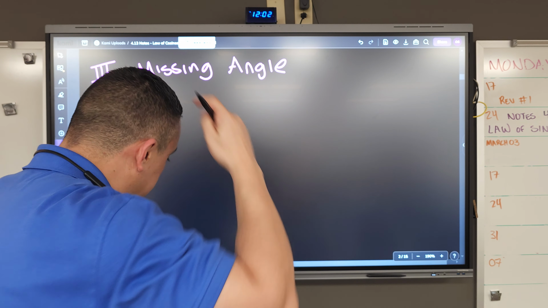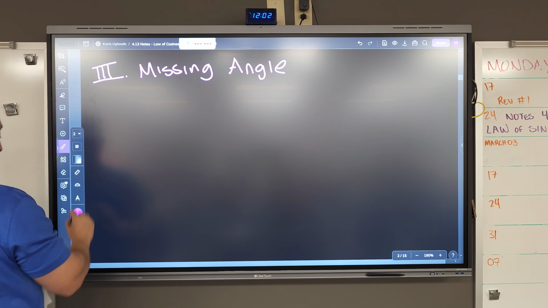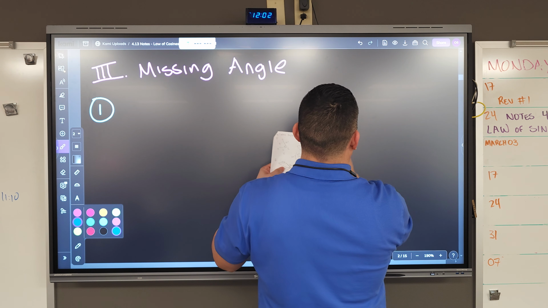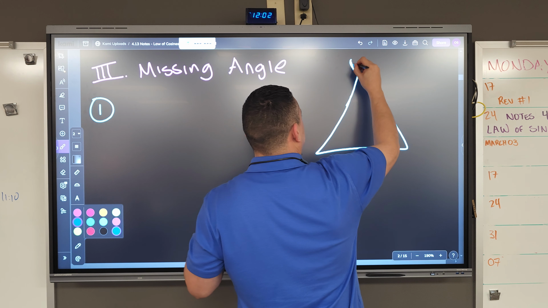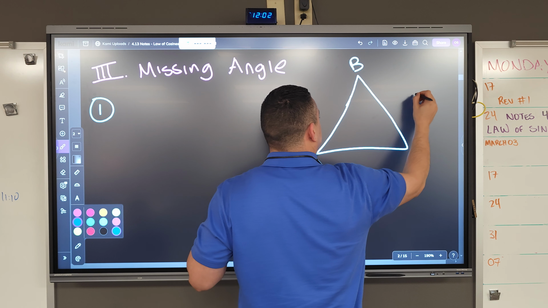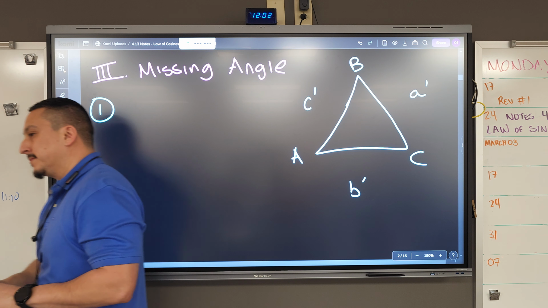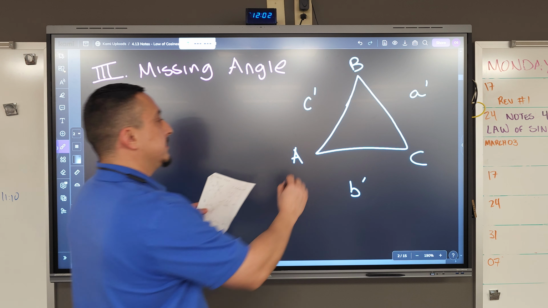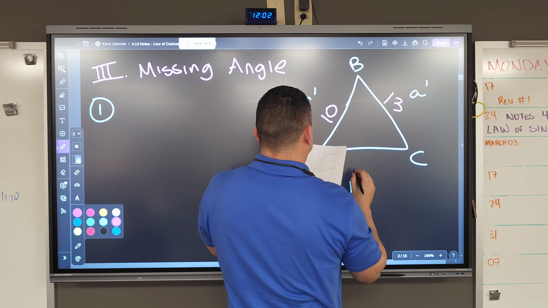Okay, so missing angle. Draw this, let's do number 1. And draw this triangle. A, B, C. Side A, side B, side C. Okay. And then we're going to give us our numbers. So 10, 13, 11.